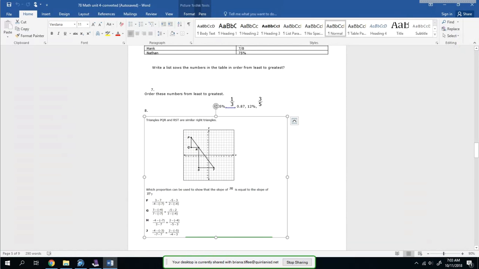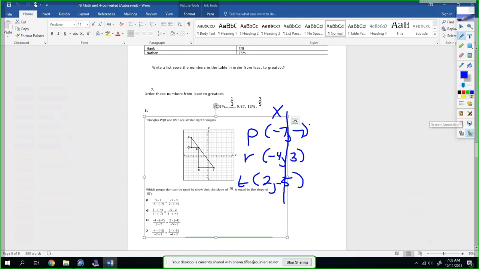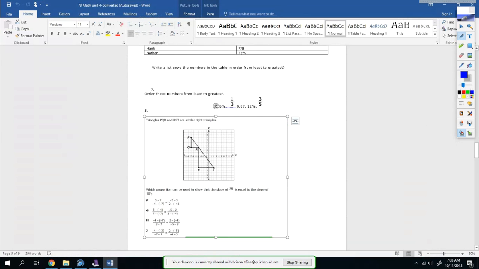So point P is -7, 7. R is -4, 3. And then T is 2, -5. And I told you before, write this as a table. So I'm just going to make that X. I'm going to redo this table. So those are the points.